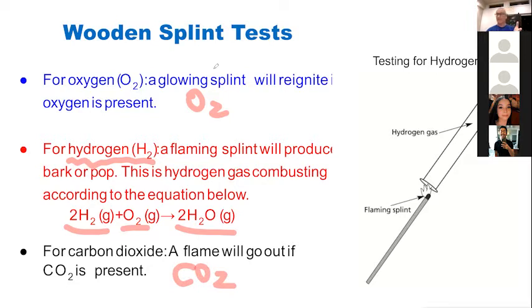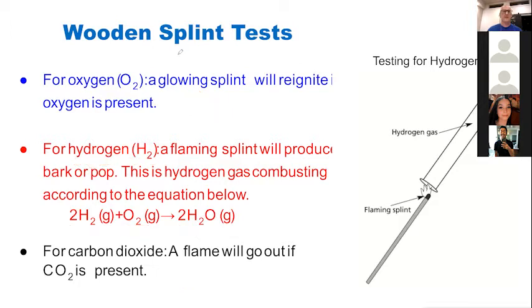Now we know that carbon dioxide is used to put out fires, right? Some of you may have carbon dioxide fire extinguishers in your house right now. So if you have a tube full of carbon dioxide, you take the flaming splint, you put it up there, and instead of going pop, it just immediately goes out. And that indicates that you've got carbon dioxide present. So we're basically going to be testing for all three of those tonight.